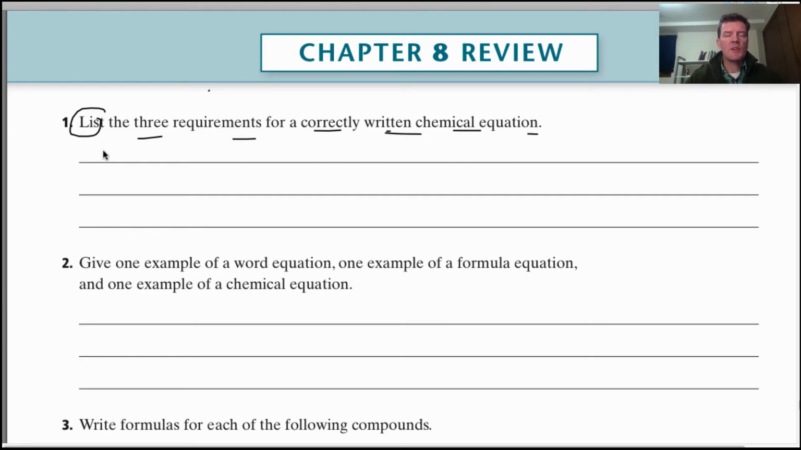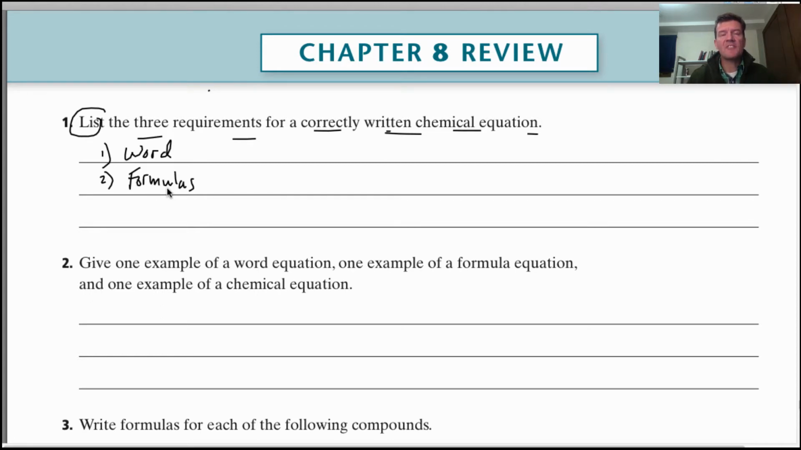So if you remember, basically the idea here is that you want to be able to write a word equation. So you need to be able to name the different compounds and use the words for the symbols. And then we want to write the correct formulas for each of the compounds involved. So that's the first thing after you understand the words and the names for everything. But you have to write the correct formulas.